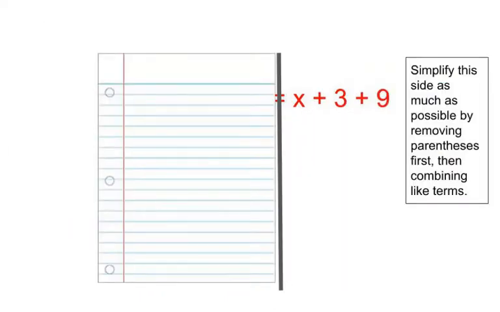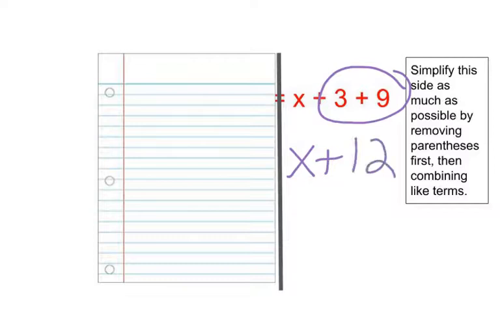So now you can switch your piece of cover-up paper and cover up the left-hand side, and let's focus only on the right-hand side of the equation. There aren't any parentheses, but there are like terms. So I'm going to put these two together. The 3 and 9 are numbers, constants. They don't have any letters on them. So we have the x, and then the 3 plus 9 is 12. I can't add x and 12 together because 12 doesn't have an x on it.